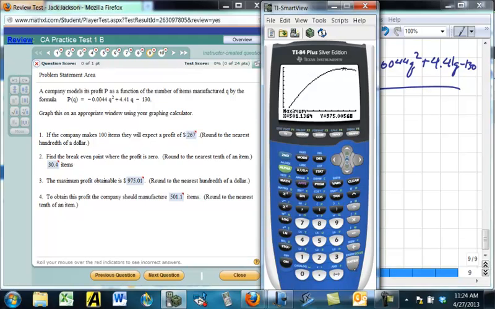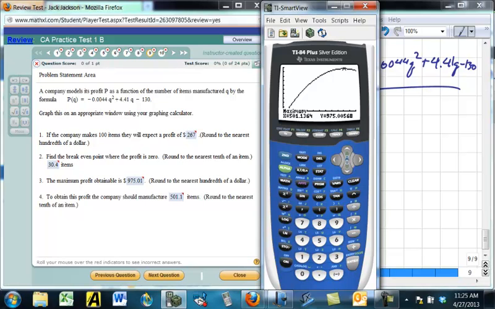Hit enter, and it won't zoom the graph in, but it'll use an approximation technique to find that point. This is the number of items, and this is the profit. That profit is about $975.01, to the hundredth of a dollar, and the number of items, to the tenth of an item, is 501.1. So that shows you how to use the calculator to find a maximum. A minimum would be calculated very similarly. We also were able to find a 0, which is an x-intercept.